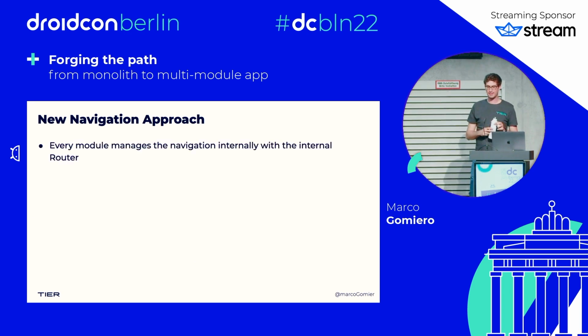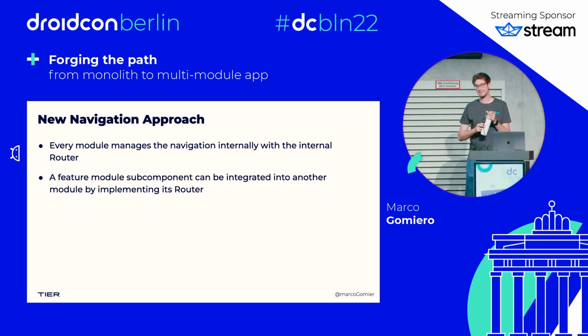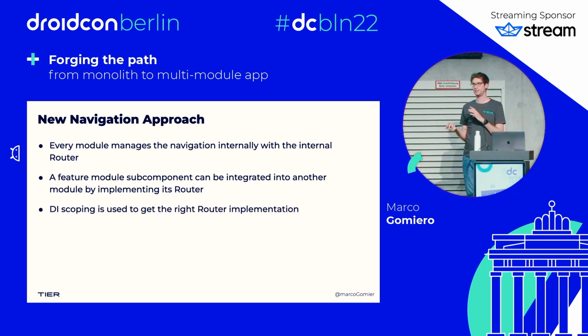In this way, every module can manage navigation internally. And if you want to add a single component from another module into its world, it can implement the router. And then, of course, the correct router is retrieved by using DI scoping, so dependency injection scoping. In this way, we can be sure that the correct router is imported in the correct internal router.